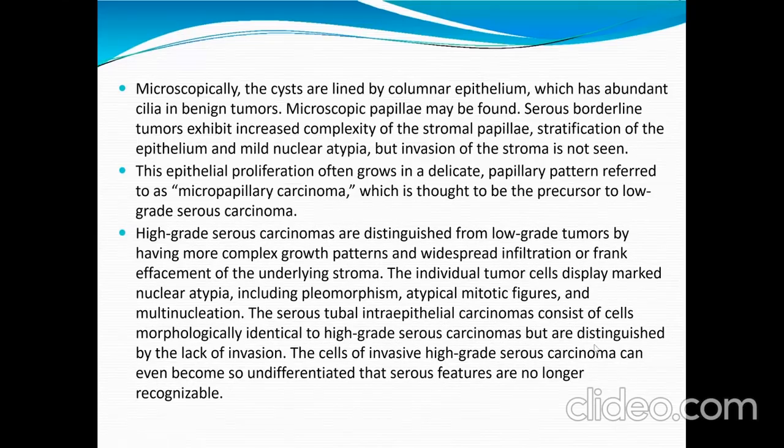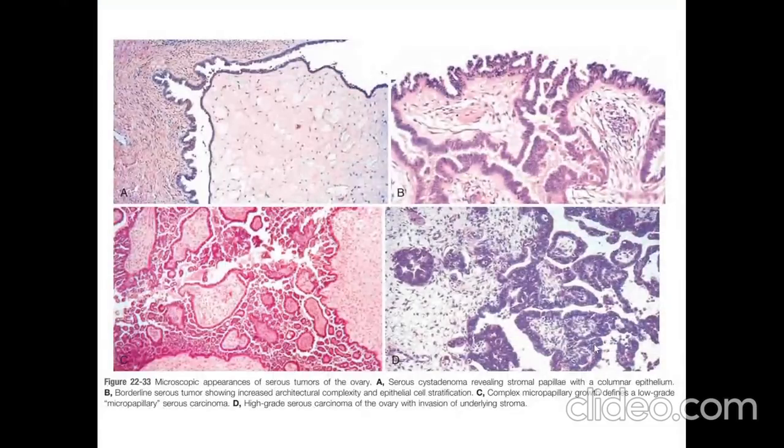So we were discussing that the cells of invasive high-grade serous carcinoma can even become so undifferentiated that serous features are no longer recognizable. We will now look at the microscopic pictures of serous tumors of the ovary. The first photomicrograph here is showing the serous cystadenoma, showing stromal papillae with a columnar epithelium. The second photo is the borderline serous tumor showing increased architectural complexity and epithelial cell stratification. The third photo is showing complex micropapillary growth, which defines a low-grade micropapillary serous carcinoma. And the last picture, that is D, is showing a high-grade serous carcinoma with invasion of the underlying stroma.